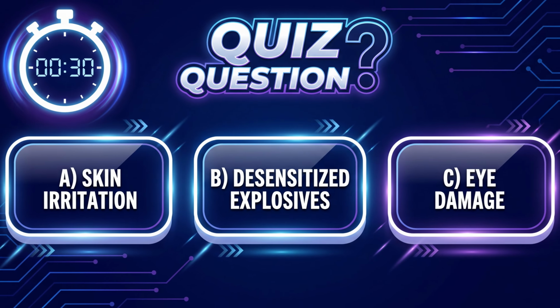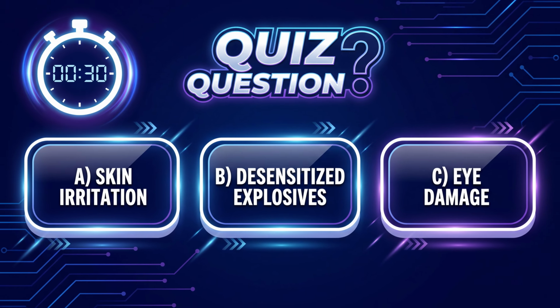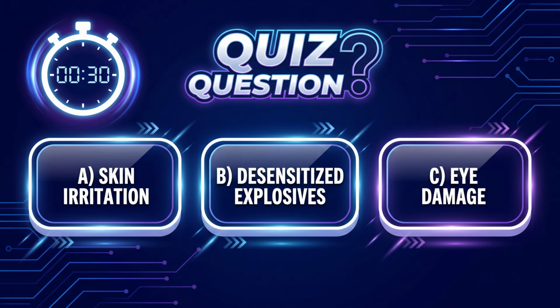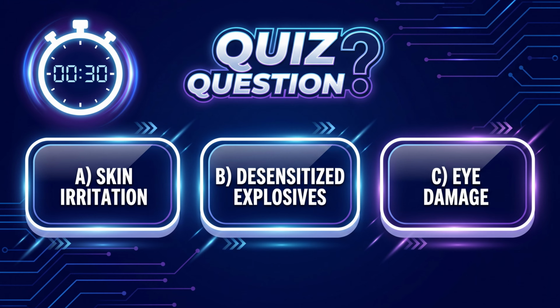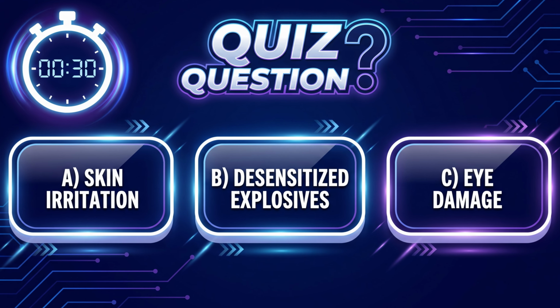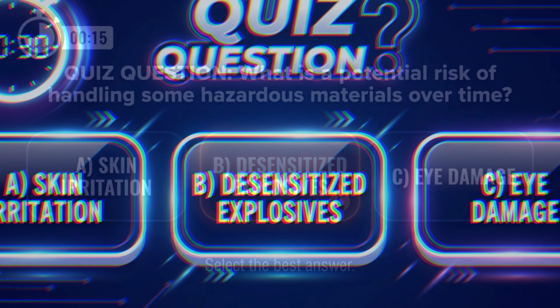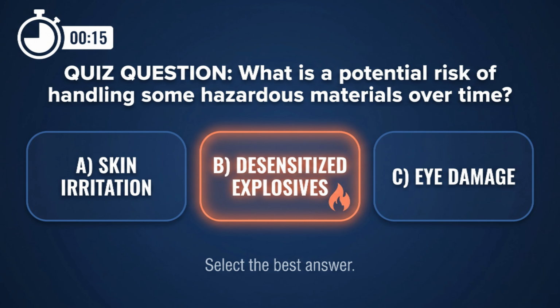Quick poll: which of these is a brand new hazard class under Revision 7? A. Skin irritation. B. Desensitized explosives. Or C. Eye damage. Pause and pick one. If you said B, you nailed it.